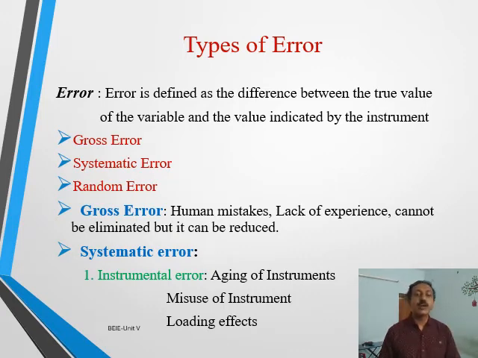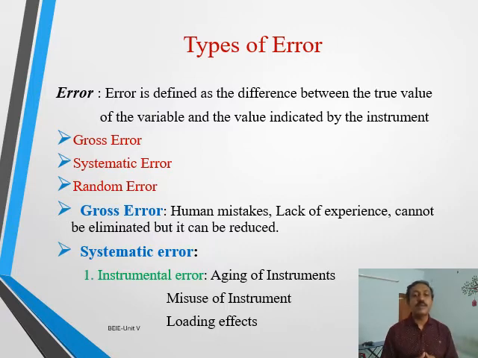First one is gross error. This gross error is mainly due to human mistakes. It is not because of the instrument. If the person who is taking the reading has a lack of experience and doesn't know how to operate the instrument, this type of gross error will occur. And it is also mainly due to careless mistakes. So this type of error cannot be eliminated, but it can be minimized.